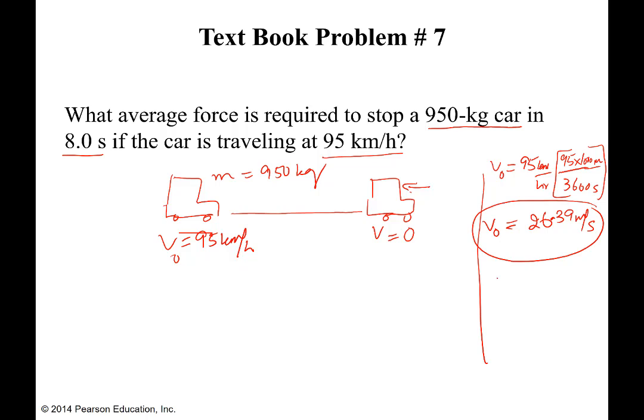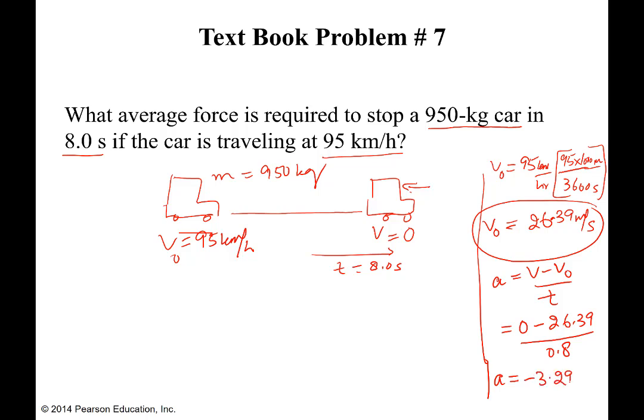So now I know the v. I can go ahead and find out the acceleration. Acceleration is v minus v naught over t. Time is given as 8.0 seconds, so you substitute the values. Obviously the acceleration will be negative because we are trying to stop the car. Dividing by 8.0 gives an acceleration of minus 3.299 meters per second square.